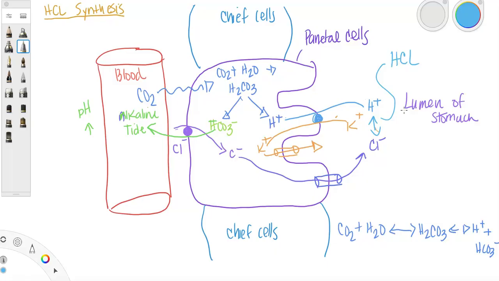And that's how we get hydrochloric acid in our stomach, which is extremely important for breaking down nutrients and for killing bugs and bacteria and things like that. So stomach acid is a very good thing. Okay, so I think that's it for that. All right.